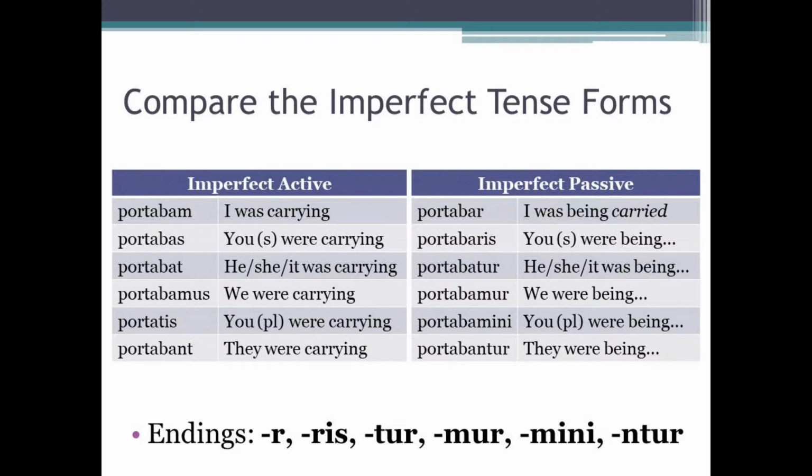Now, let's compare the active and passive forms of the imperfect tense. So on the left hand side are verbs in the imperfect active. And you'll be familiar with the endings -bam, -bas, -bat, -bamus, -batis, -bant. And on the right are the imperfect passive forms of the verb porto. So you may have noticed that the passive verb endings are -r, -ris, -tur, -mur, -mini, -ntur. And just to reiterate, that's -r, -ris, -tur, -mur, -mini, -ntur, to recognise a passive form.